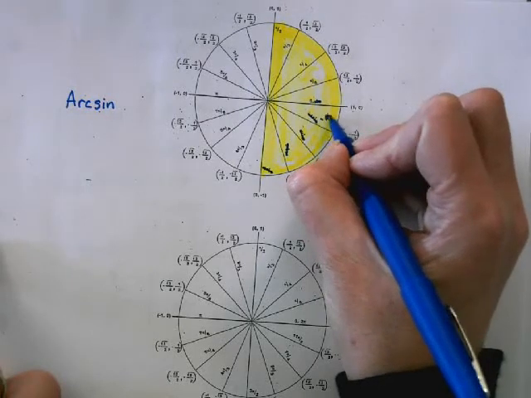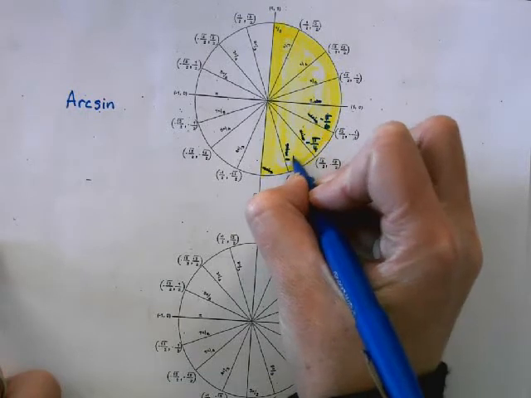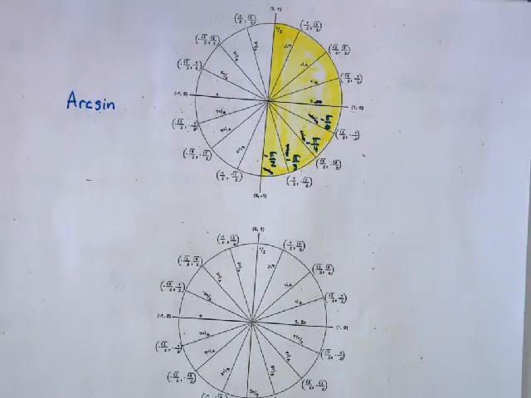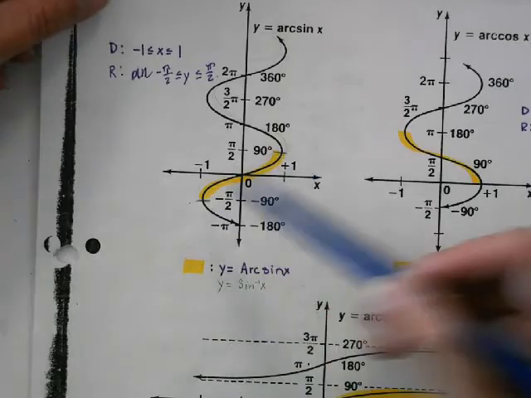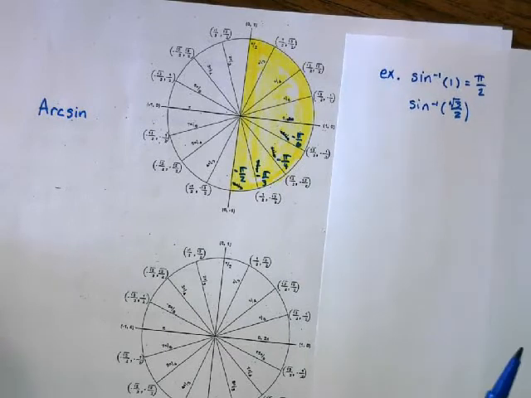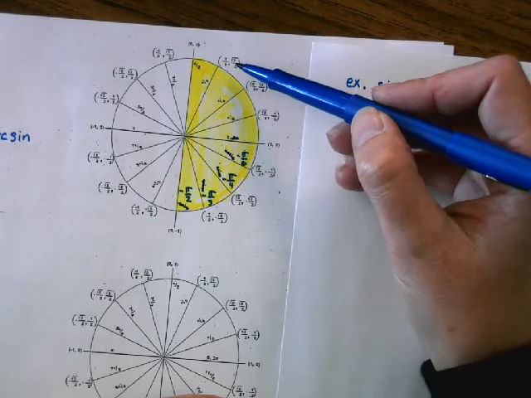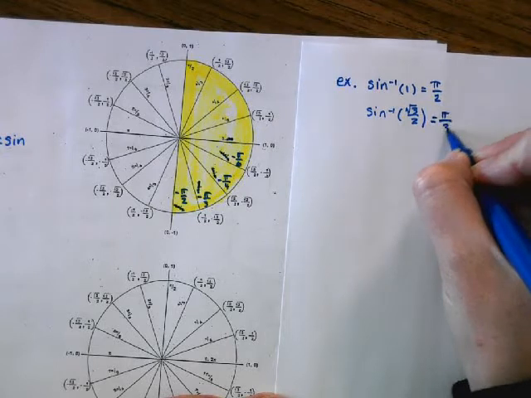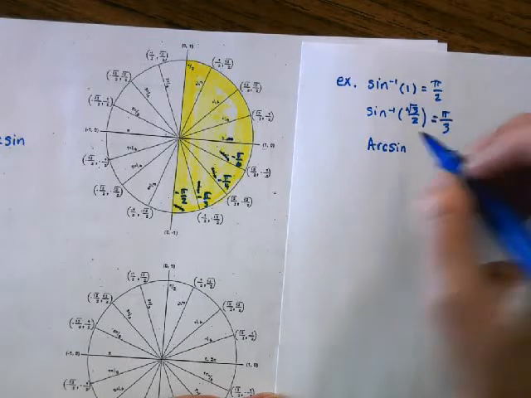So this would be negative π/6. This is going to be negative π/4. This is going to be negative π/3. And this is negative π/2. So now this highlighted area matches our highlighted area here. So now when I'm asking a question like, what's the sine inverse of √3/2, you're going to find the y value that has √3/2, which is going to be π/3.